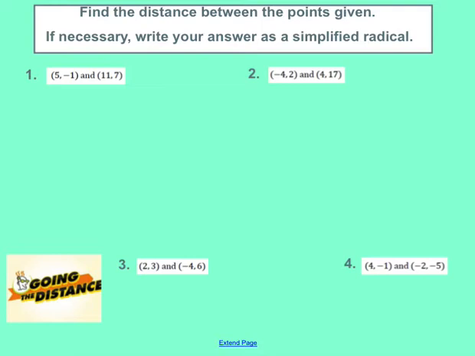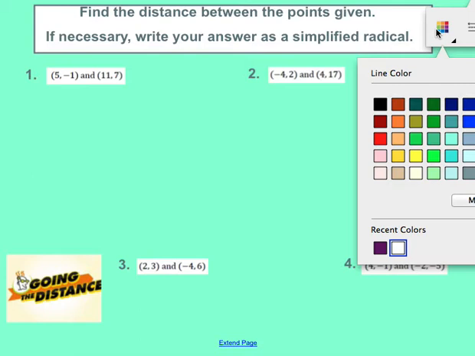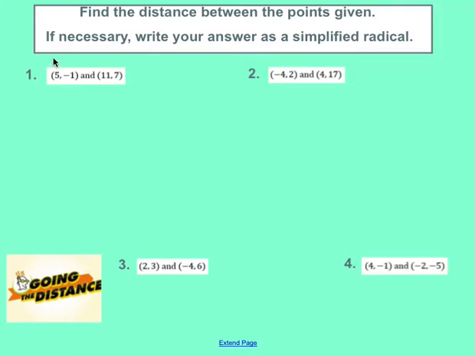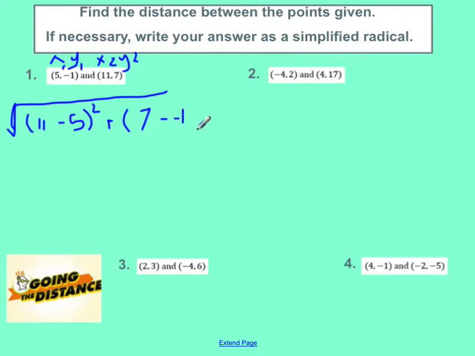Taking a look at number 1, I like to start by labeling my points so I don't lose track of them. So this one, x1, y1, x2, y2. That just helps me keep track of it. Now I'm going to put it into the formula. So what I have is the square root of x2 minus x1 plus y2 minus y1. Recall that whenever you subtract a negative, it becomes plus a positive.